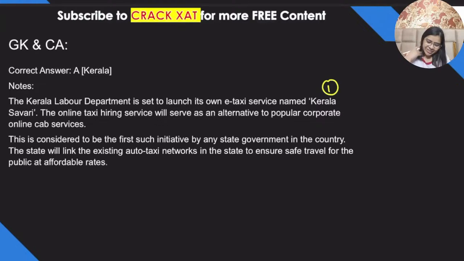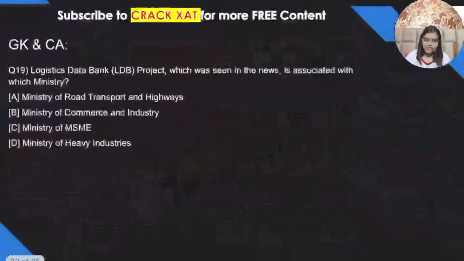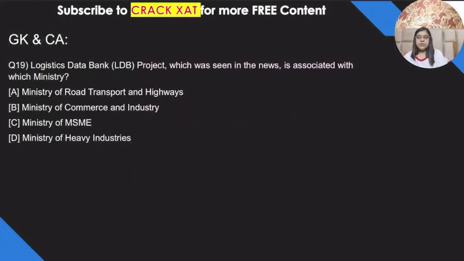Alright. So, this is considered to be the first such initiative by any state government, and the state will link the existing auto taxi networks to ensure safe travel at affordable rates. Pinarayi Vijayan is the CM and capital is Thiruvananthapuram. Very nice. Fine, Shaunak. But all the options would work here then, right? Okay. Question number 19. Come on, quick, guys.